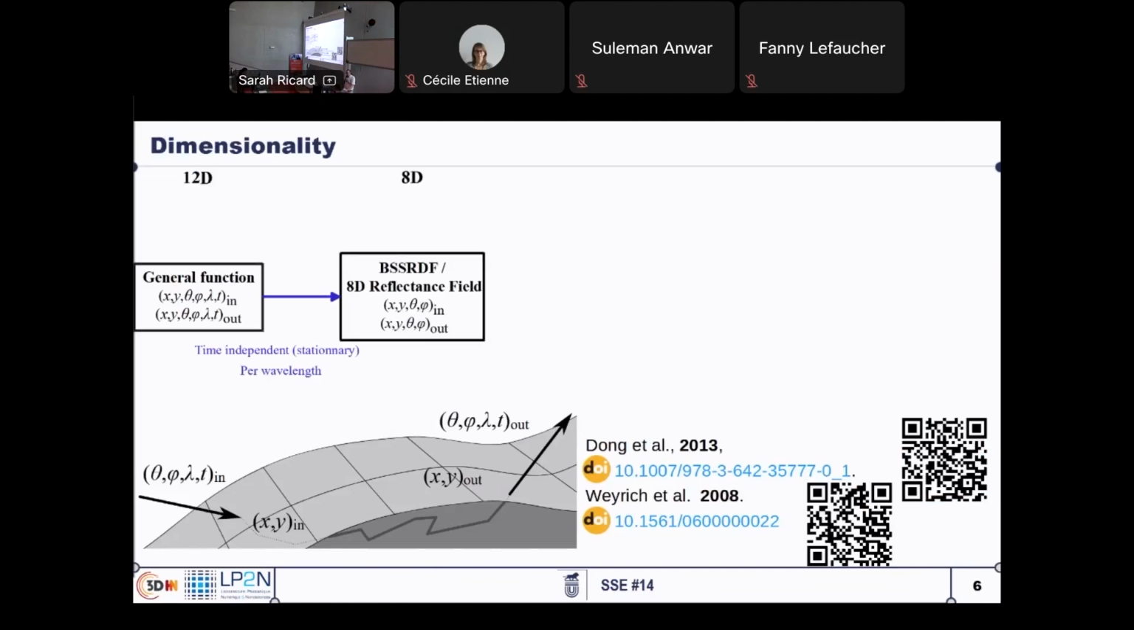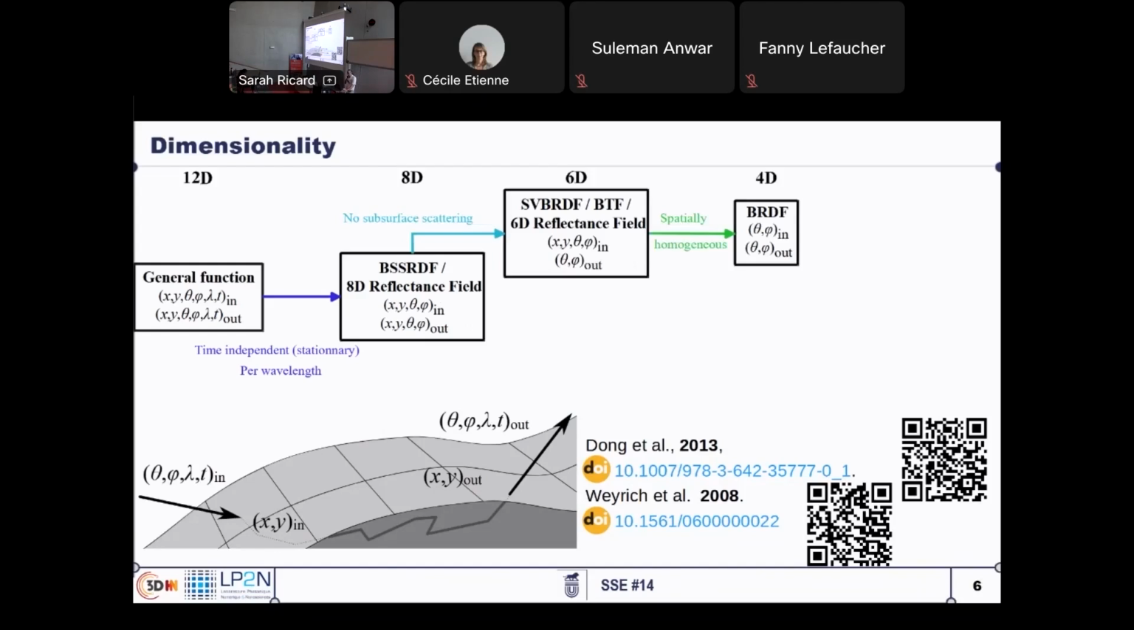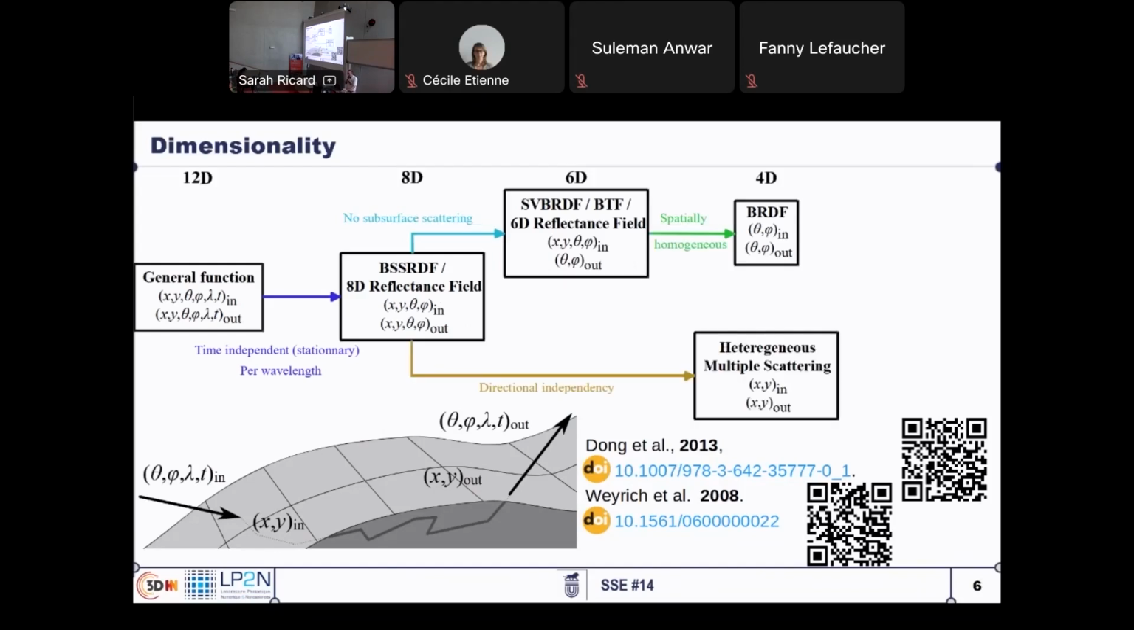taxonomy. We can reduce the dimension by removing the time dependency and forgetting the wavelength dependency. We can reduce again the dimension by removing all the subsurface scattering effects. This is very, very highly intensive computation. We can still reduce the dimension by removing all the spatial variations, or by simply removing all the directional components, having simply what is the diffusion inside the object.